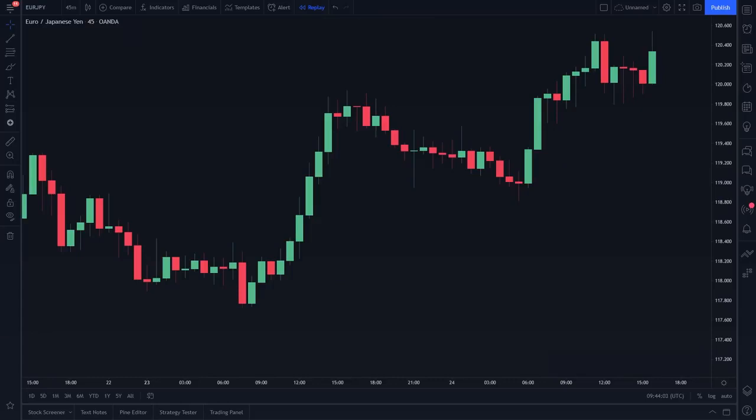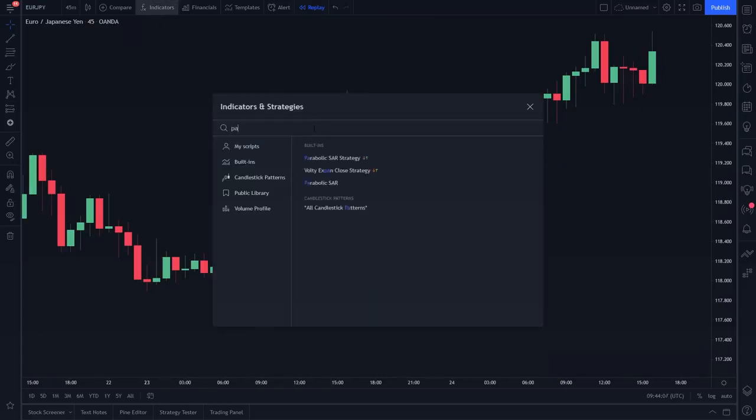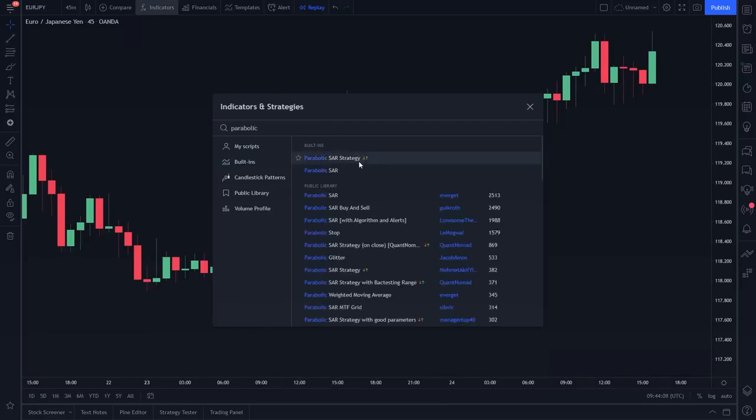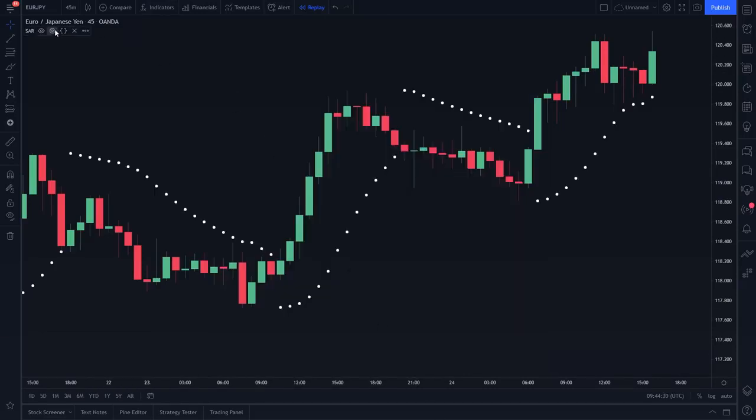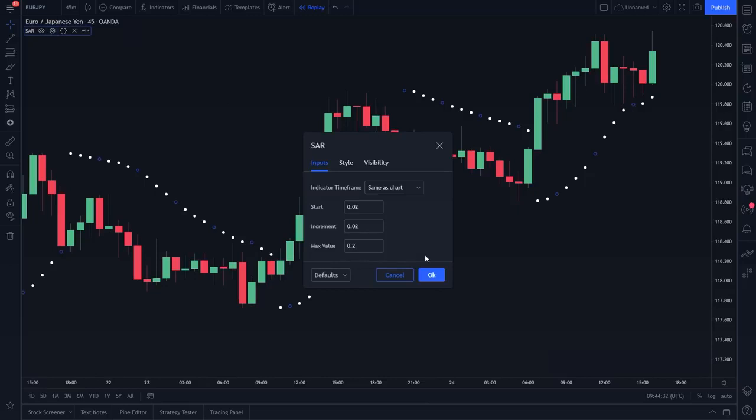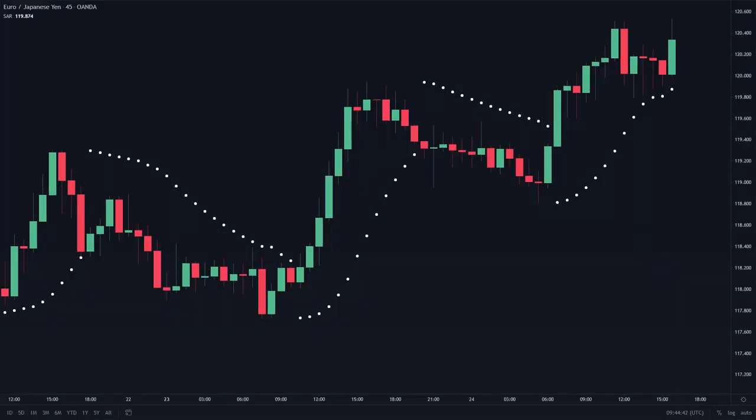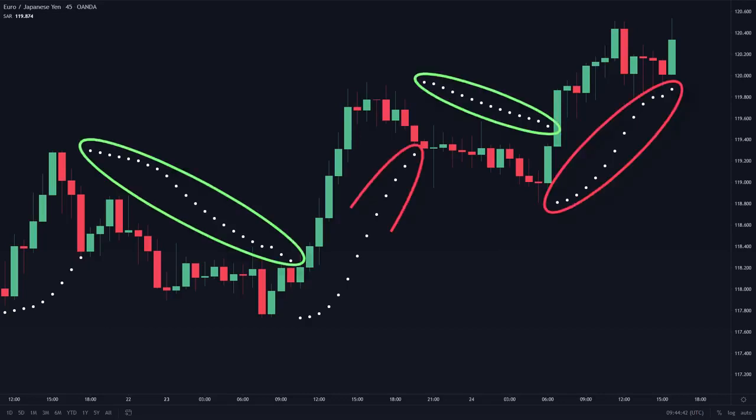So first, let's apply it onto our chart. You go to the indicator section, type in parabolic, and click the one that says parabolic SAR. Now for the settings, I prefer to leave it as it is and just use the default settings. And so here's how the indicator would look. Immediately, you'll see multiple dots that are positioned either above or below the candle.